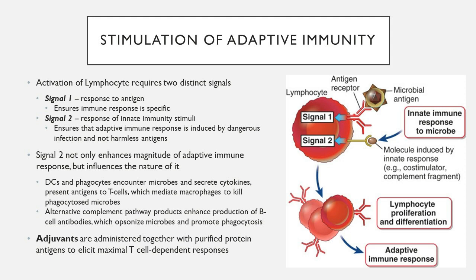For microbes that are in the extracellular space, like in the blood, they could encounter the complement pathway, which could enhance the production of B cell antibodies. These then opsonize the microbes and again promote phagocytosis. Now, it's because of this that whenever vaccines are developed, they don't just have the antigen, the purified protein antigens, in the mixture. They require what are known as adjuvants, something to create that signal 2 in addition to that signal 1 to promote lymphocyte activation.